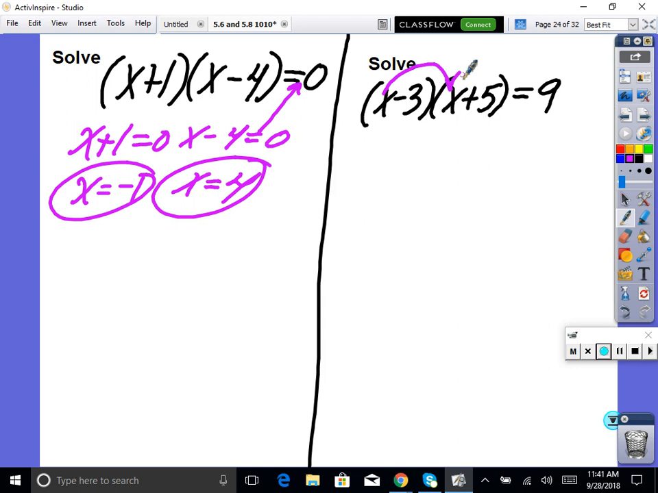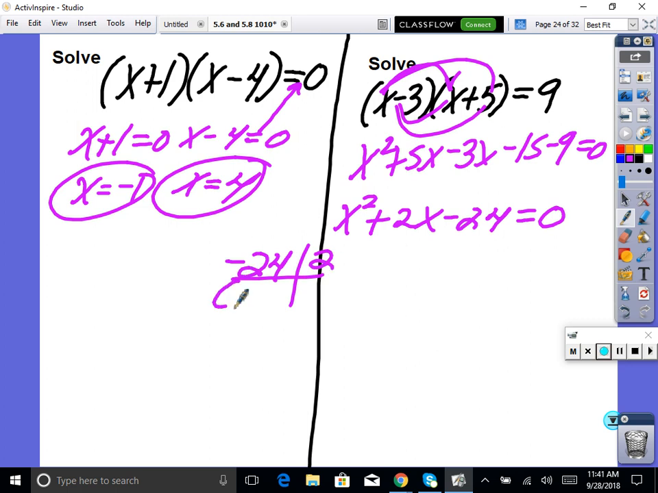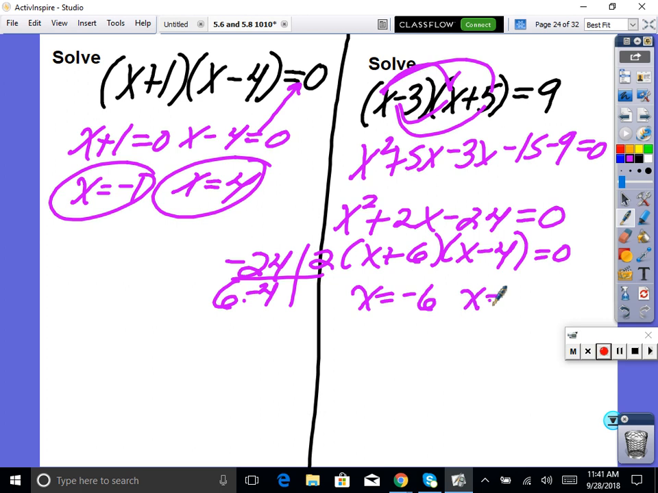There's no other choice. So we have x squared plus 5x minus 3x minus 15 minus 9 equals 0. x squared plus 2x minus 24 equals 0. What multiplies to be negative 24 and adds up to be 2? 6 and negative 4. Can I quick factor? x plus 6, x minus 4 equals 0. So x equals negative 6, and x equals 4.